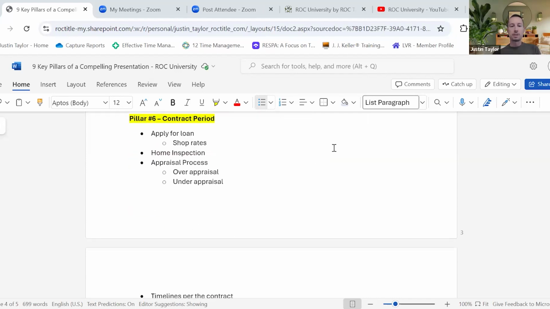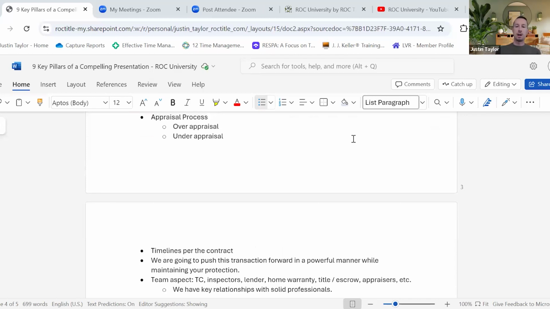Absolutely. Pillar number 6, contract period. All right, so we got our contract accepted. Your loan officer is going to work now. You're definitely applying for that loan, right? They're going to look at those rates and all the different programs. During this contract period, just like we talked about before, is the home inspection. I've got partners that I can share with you. You have the full opportunity to pick your own, whoever you want, but here are 3 that I've worked with before and trust. These are their typical prices, depending on square footage and so on. Again, going through the appraisal process, what does that look like?